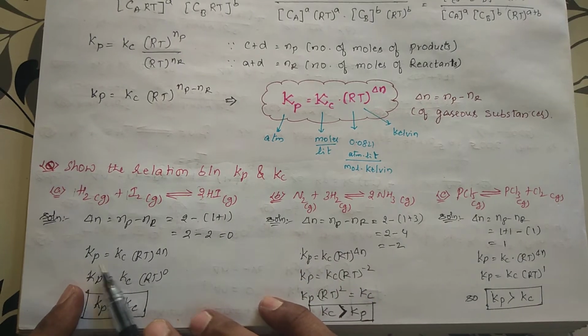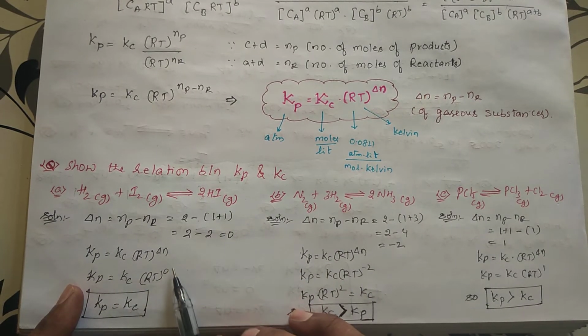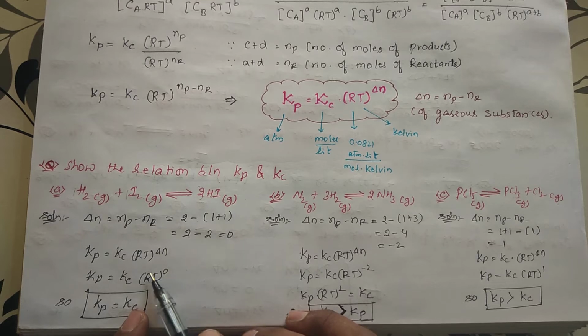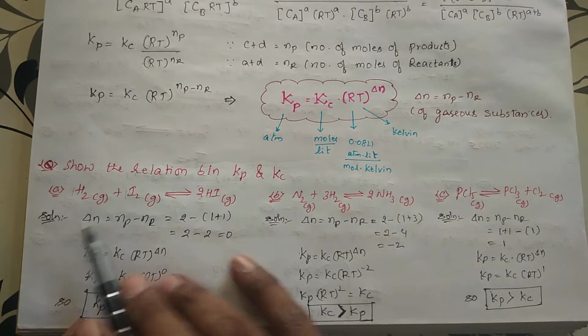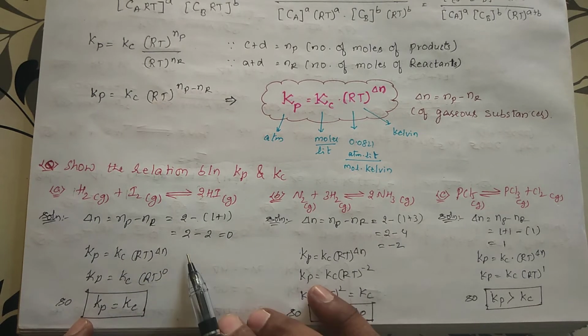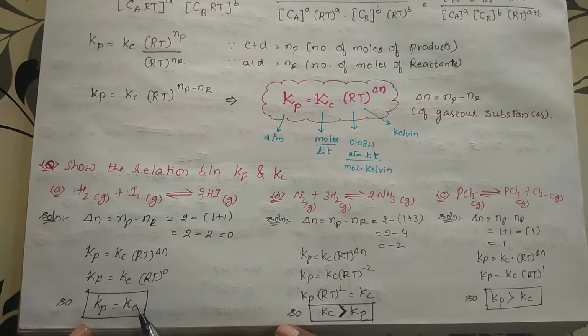So the general relation is Kp is equal to Kc RT whole power delta N, and delta N you have got as 0. Anything to the power 0 is equal to 1. So Kp will be equal to Kc. In this particular equation, Kp is equal to Kc. So delta N equal to 0 means Kp will be equal to Kc.